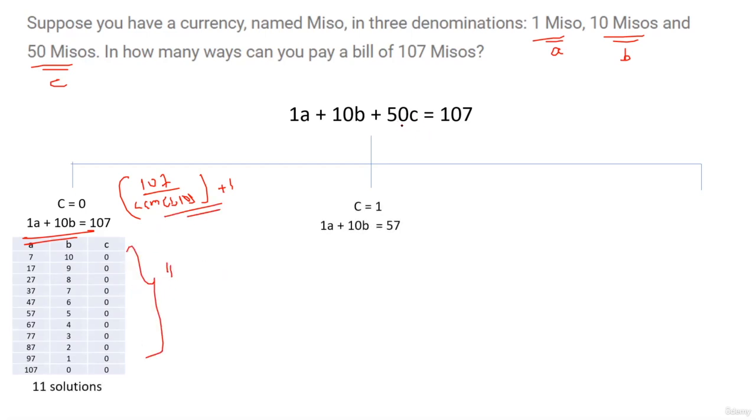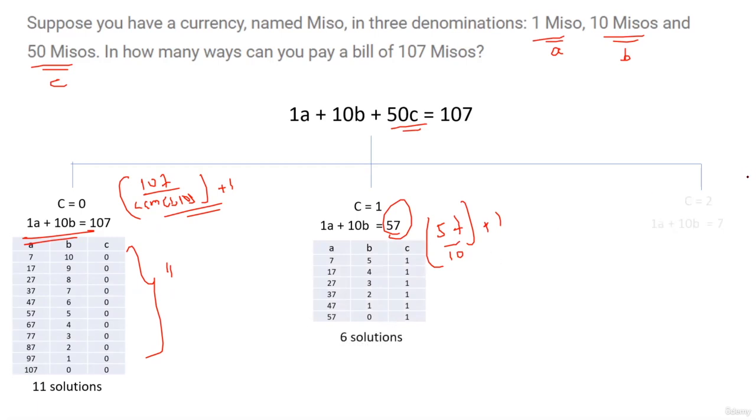Now, guys, the next case I take is C equal to 1. When I take C equal to 1, I will get 1A plus 10B plus 50 is 107. 107 minus 50 is 57. So here it becomes 57. Same thing you can do now. 57 upon LCM of 1 and 10 is 10, plus 1. I will have 5 plus 1, 6 solutions, or you can just write them down, these 6 solutions.